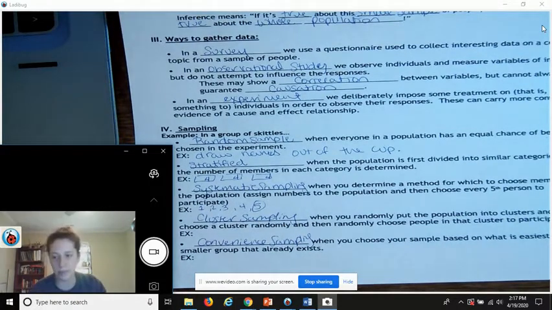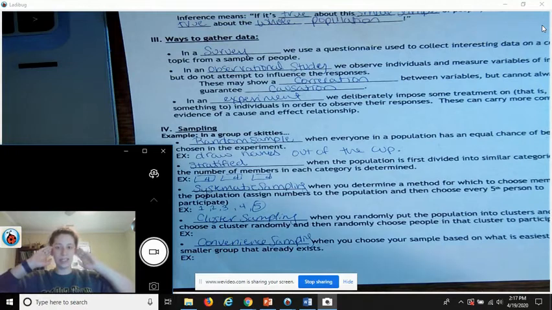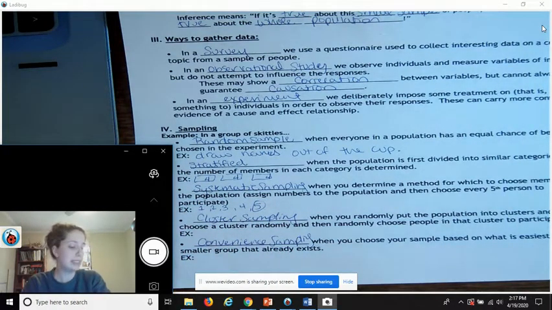I didn't write examples for all of those, but you guys will have a practice assignment that will have examples in there. I think that the different types of sampling are probably the hardest things to try to differentiate between, but we're going to go through them.